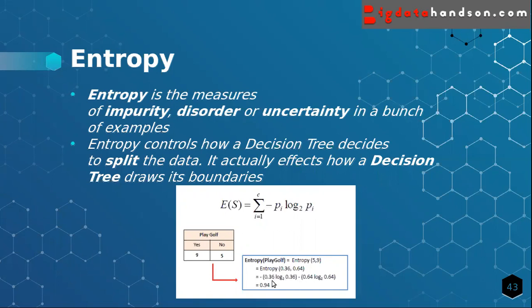Okay, then the value comes like 0.94. That means it has a huge impurity measure. So the play golf needs to be split. Okay, so that's what the entropy controls.